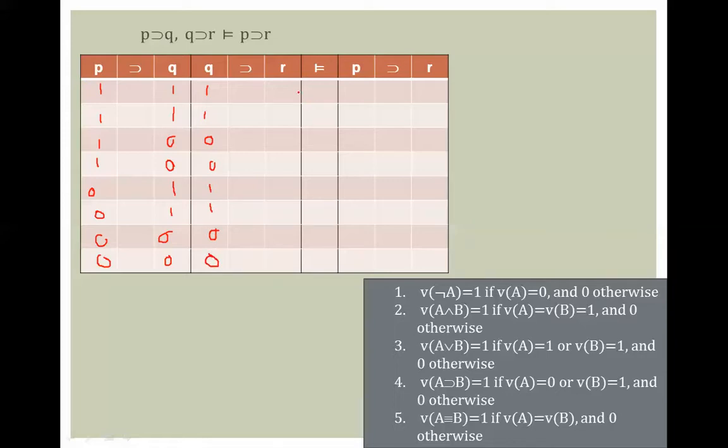So these are the options, right? If P and Q are both true, then R can be either true or false. Right, so here's a 0. That's supposed to be a 0. If P is true and Q is false, then R could be either true or false. And these are just all the options.